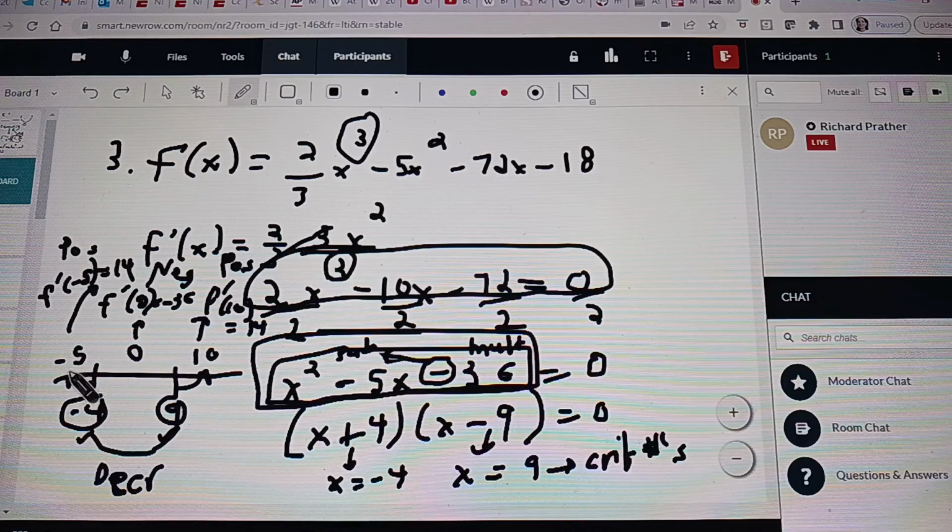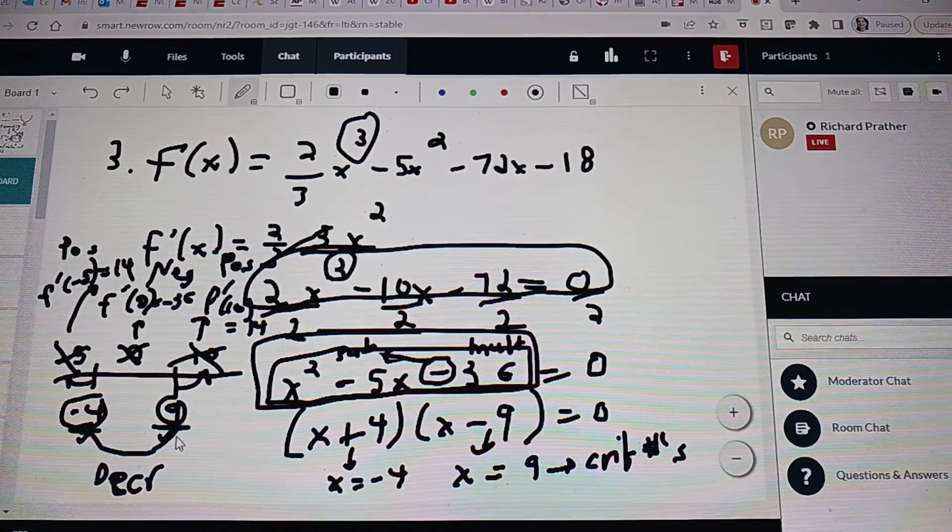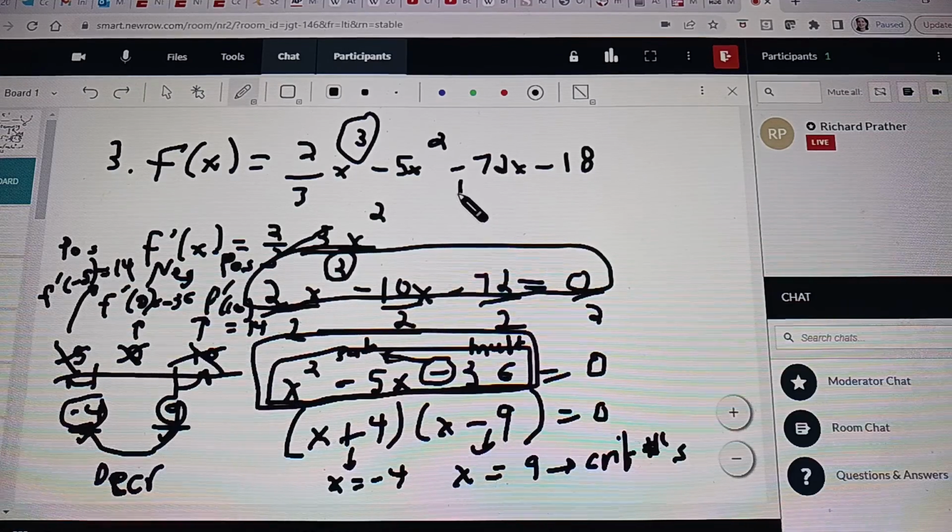When you're done doing all this, cross out your test points because it's real easy to accidentally put them in the answer. Those were arbitrary numbers. I didn't have to pick those. I could have picked other ones. The only answer should have infinities plus negative 4 and 9. So we're going to be increasing.